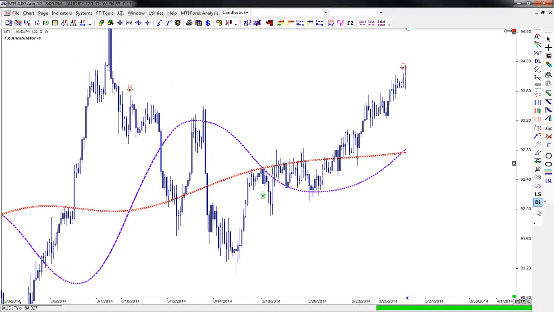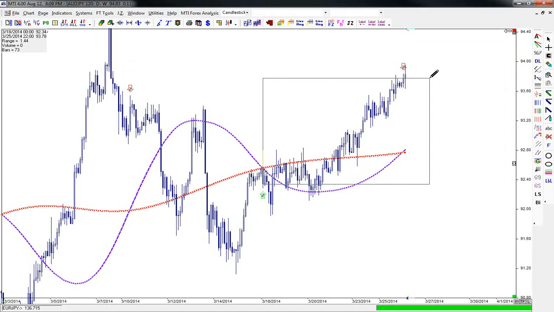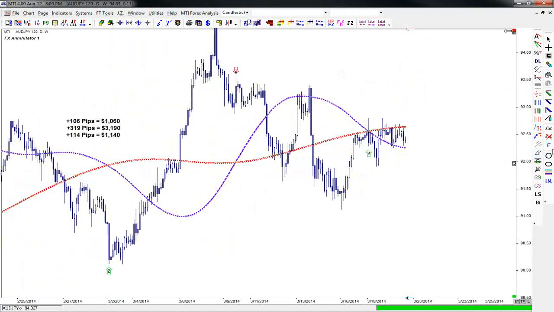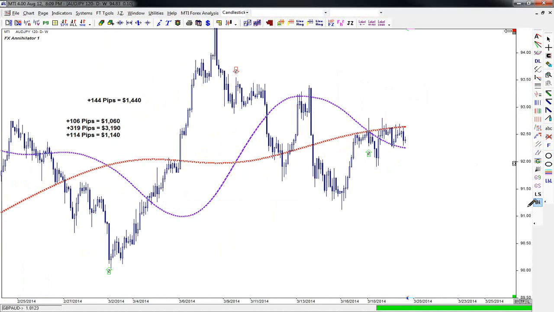So once again, there's the alert. We got in. What did we do? We bought. So I got into the market right here. I got out right here, and how many pips is that? 144 pips. You see that? 144 pips. So let's go ahead and jot that down. I'm going to stop right there. Okay, 144 pips, or 1,440 US dollars.